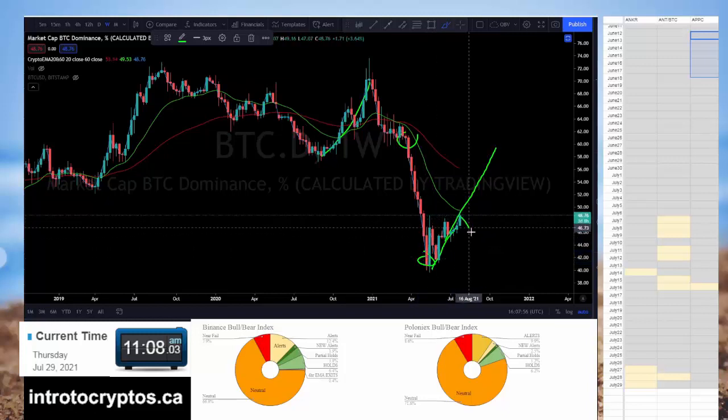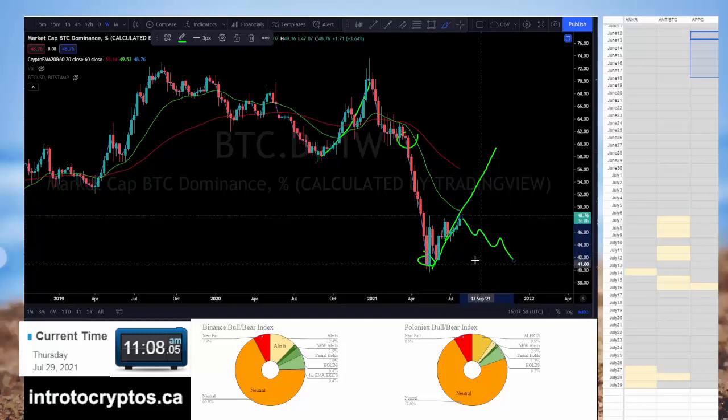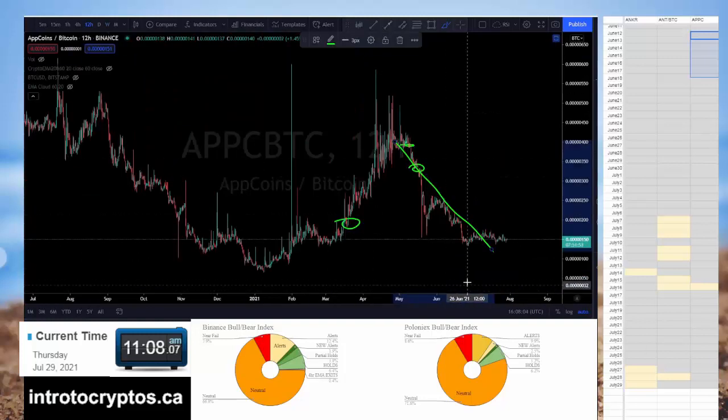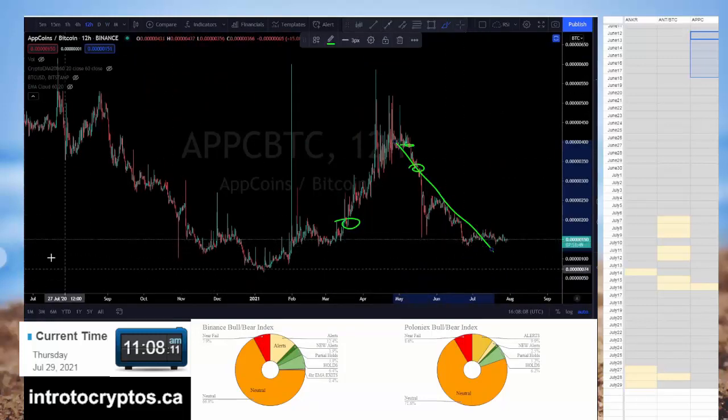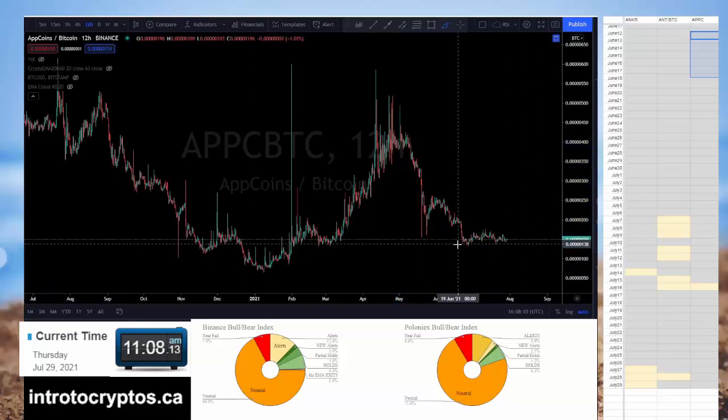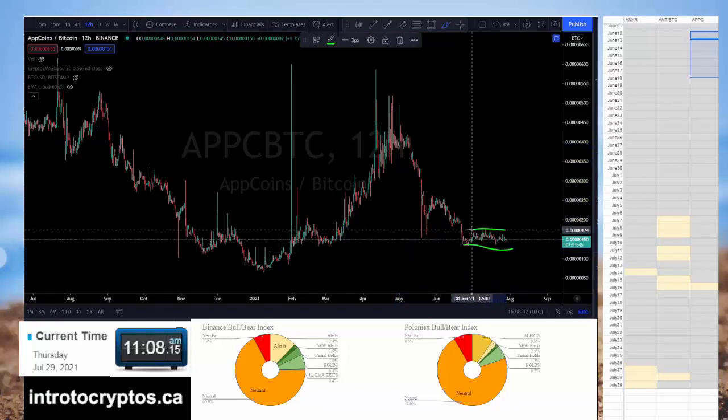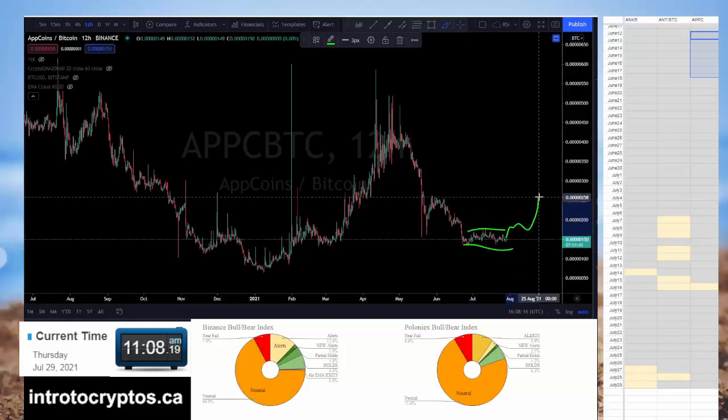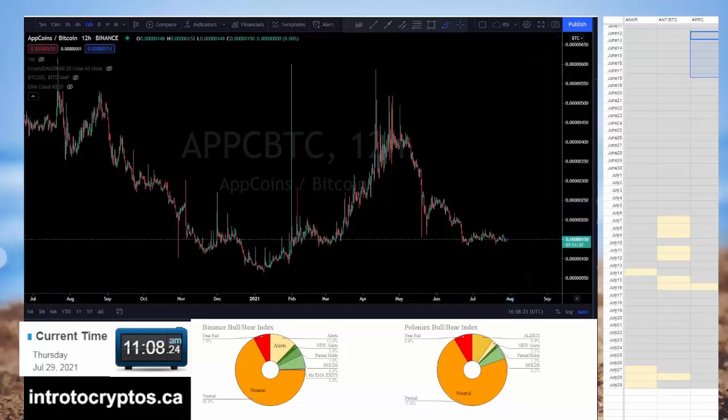So now if Bitcoin dominance does start to drop again this way, we will see APPC bottom out here, making its 1, 2, 3 bottom formation. And as the 12-hour exponential moving averages break higher and we're breaking above this level, the bull market watch will be there for us. It'll tell us when to get into this market. Really love to see it.